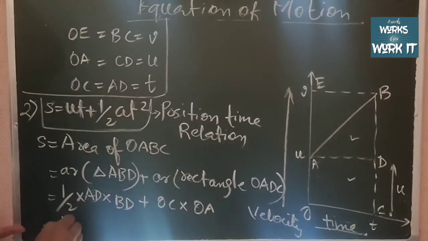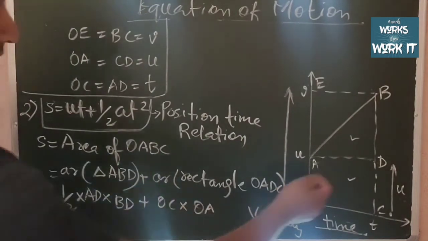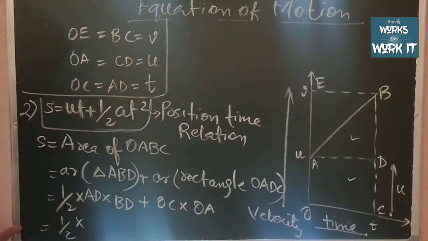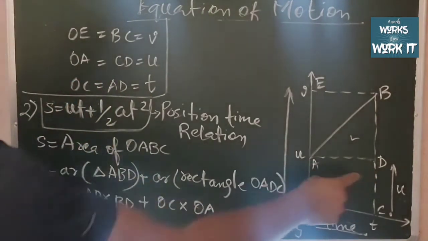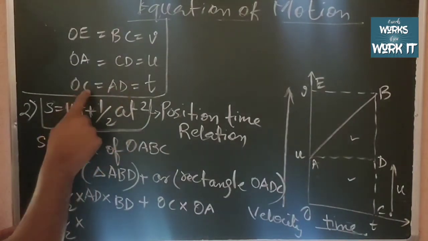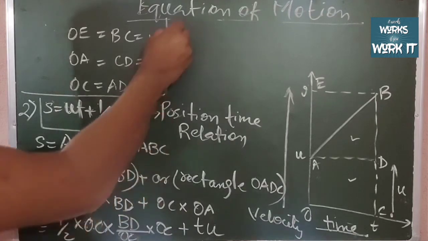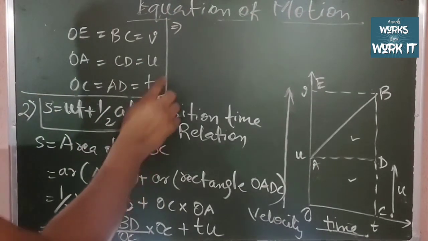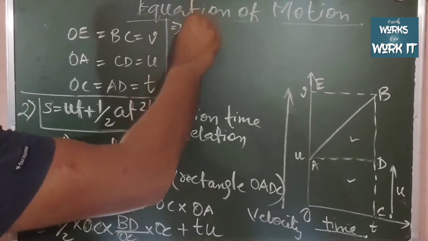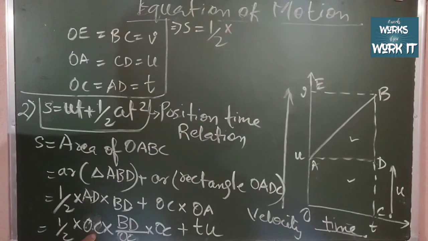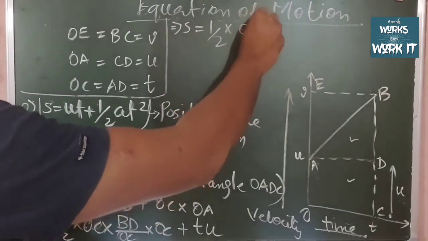So again, in the next step, what will be happening here? Half into AD. In place of AD, I can write OC into BD by OC. So I have written half into OC into BD by OC into OC. In order to cancel the OC in the denominator, I have multiplied by OC, plus OC. We have got T for OC and OA as U from the graph. Okay, let's go to the equation next step.